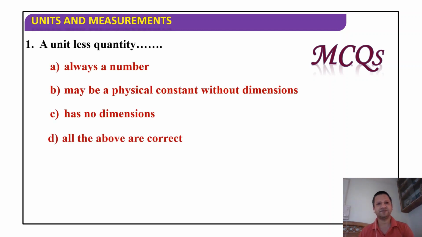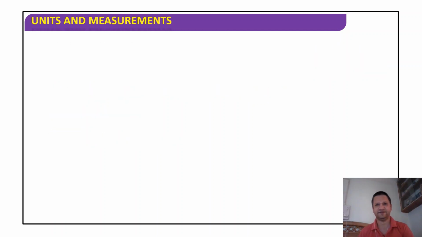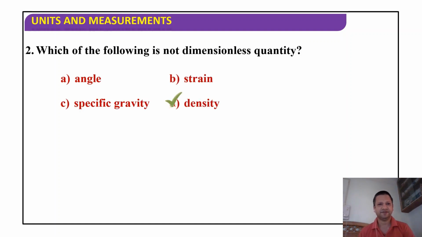A unitless quantity is always a number, right? Maybe a physical constant without dimension, yes, has no dimension. So I think all of the above is the correct option. That is the correct one. Come to the second one. I have already clicked this one.